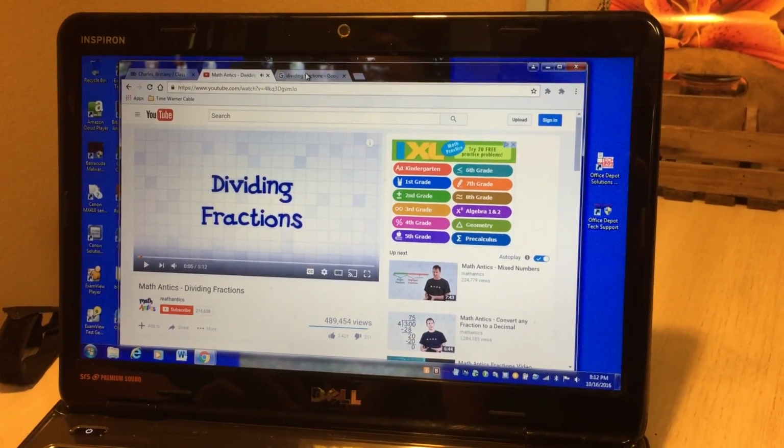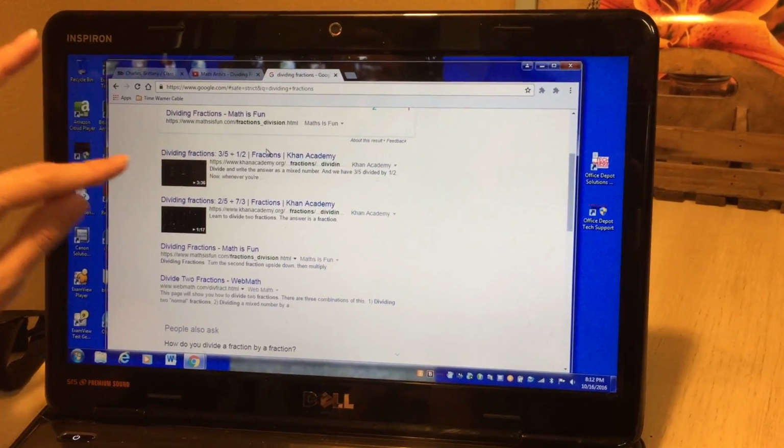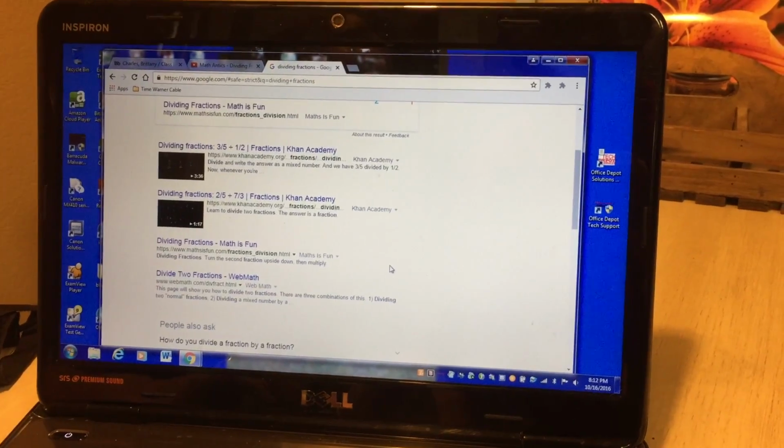Another thing that they could do is go to Google and just do a Google search on dividing fractions. It'll pull up other video examples, also websites that explain it, so that's a great resource.